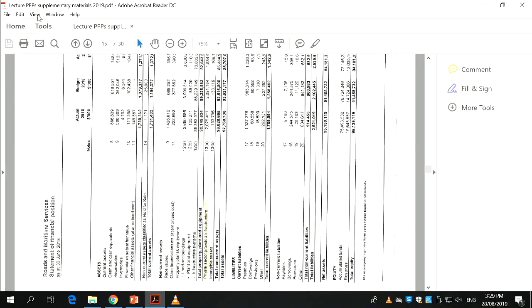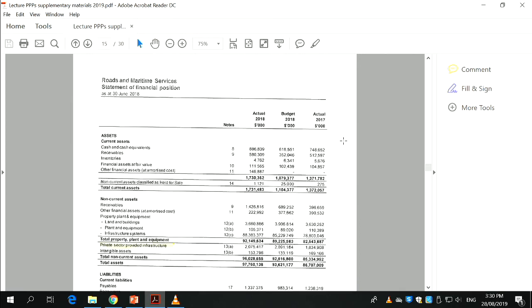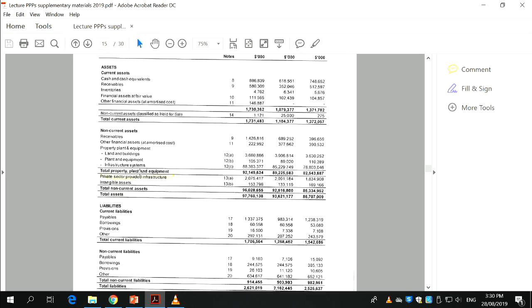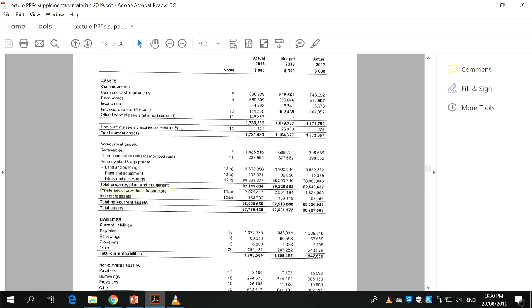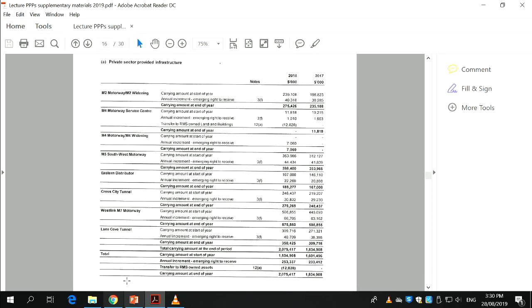Let's look at the examples here. This is a balance sheet taken from Road and Maritime Services, just last year's financial statements, and it reports private sector provided infrastructure of 2 billion. So it's a huge amount, and it's just to show you the types of facilities, or the road infrastructure, that is provided under PPPs. Some of these you might be familiar with: M2, M4, M5, Eastern Distributor, if you have been to Sydney, Cross City Tunnel, Lane Cove Tunnel, M7, etc.